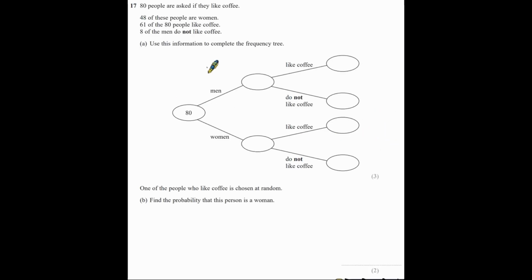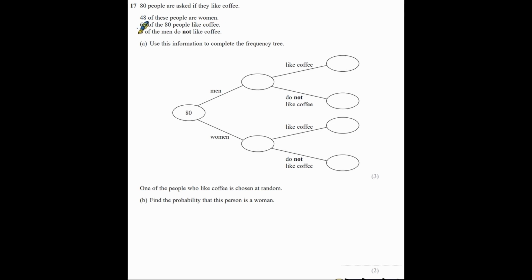In question 7, we have a frequency tree, and we are given a set of information. We're told 80 people are asked if they like coffee. So here's the 80 people in the circle on the left hand side. We are told 48 of these people are women.